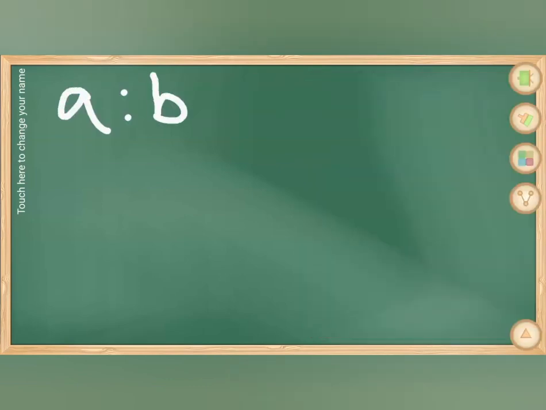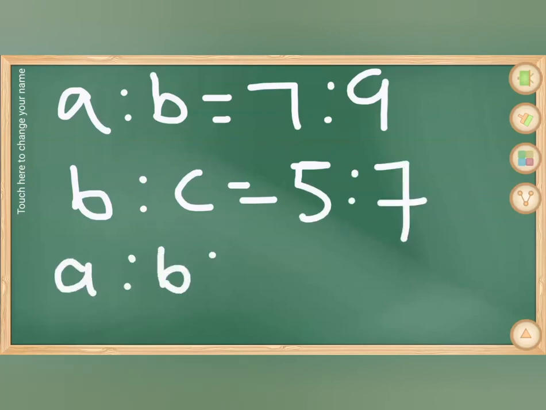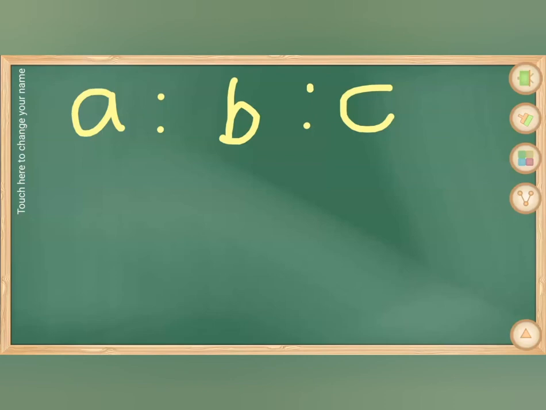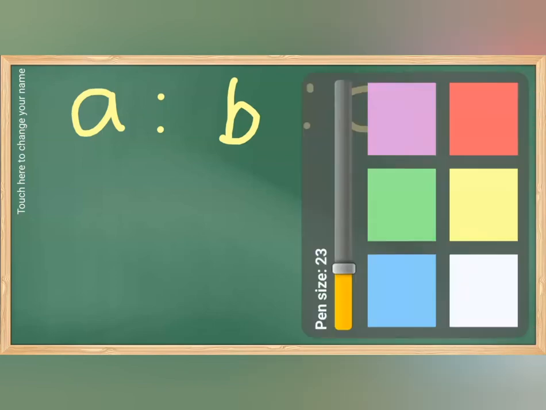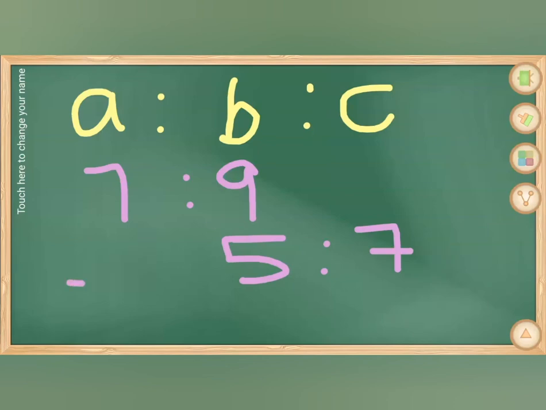So here we have A ratio B is equal to 7:9. B ratio C is equal to 5:7. Now what we have to find is A ratio B ratio C. So we have to make B similar, but the simple procedure for this is that you can write A ratio B ratio C, and then you have to write 7:9 under A ratio B. And the next step is that you have to write B ratio C, 5:7, in the next line.